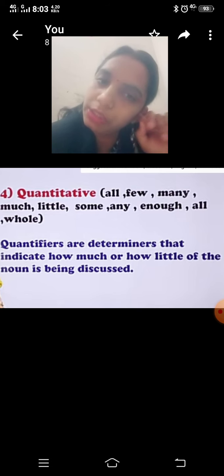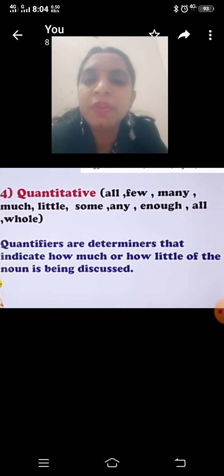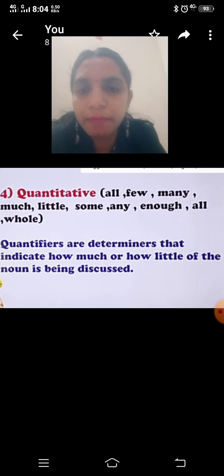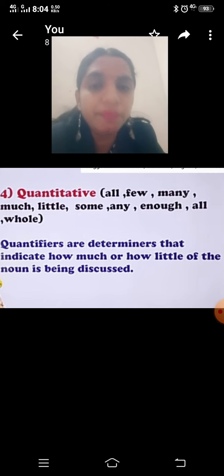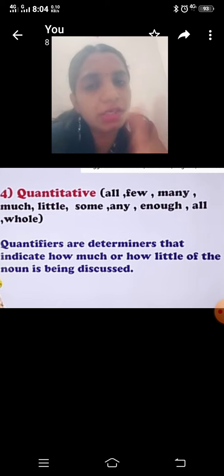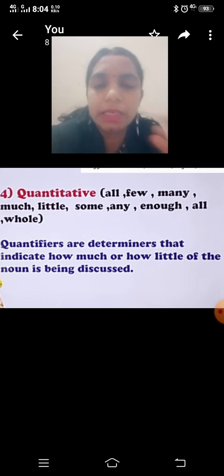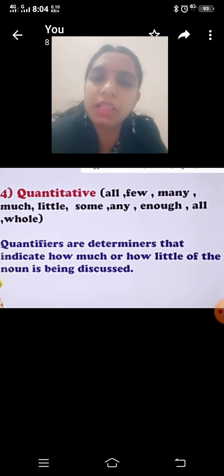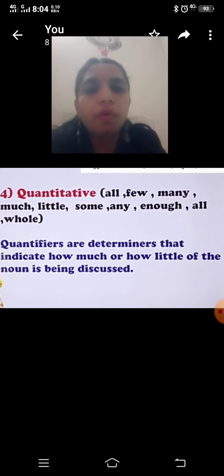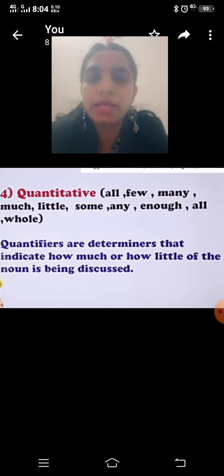Then we have the quantitative. A few words are there which are quantifiers. Quantifiers are the determiners that indicate how much or how little of the noun is being discussed. How much you are discussing about that noun is explained. Which are the words? Few, many, much, little, some, any, enough, all, whole. So these are the quantifiers. They are also known as determiners.